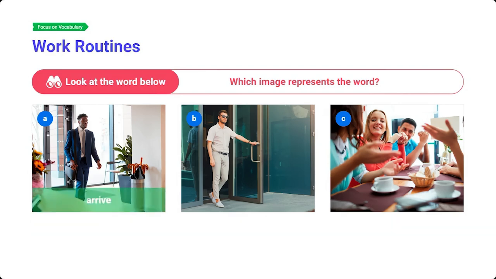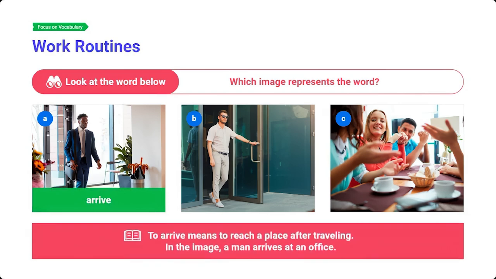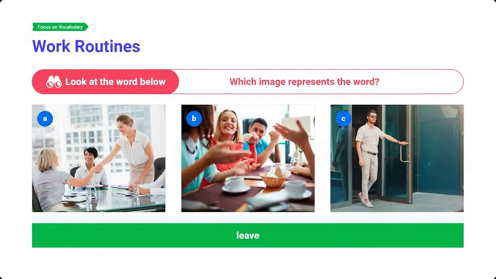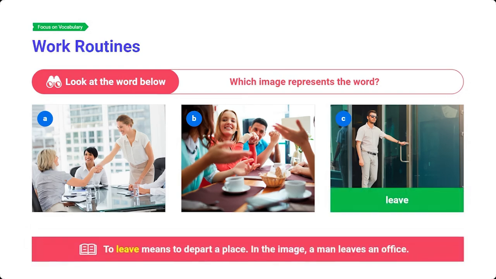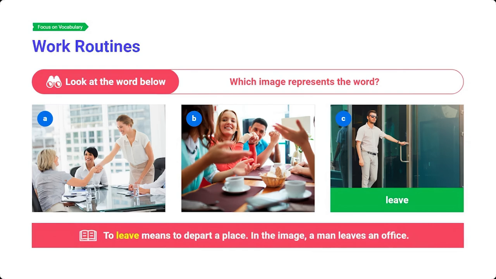That's right. Image A. To arrive means to reach a place after travelling. In the image, a man arrives at an office. Which image represents the word? That's right. Image C. To leave means to depart a place. In the image, a man leaves an office.